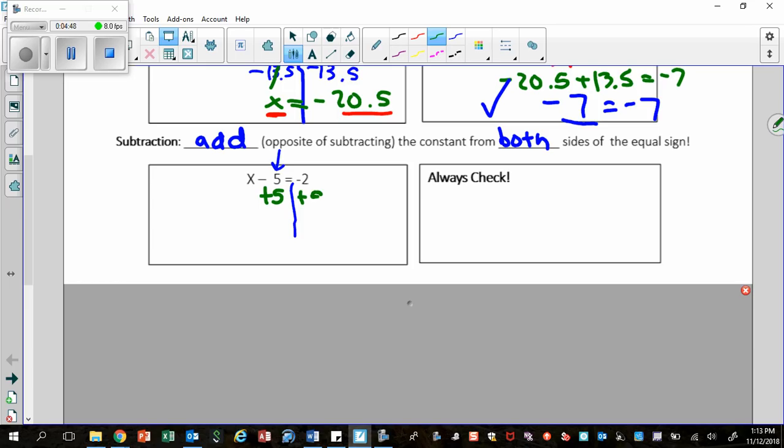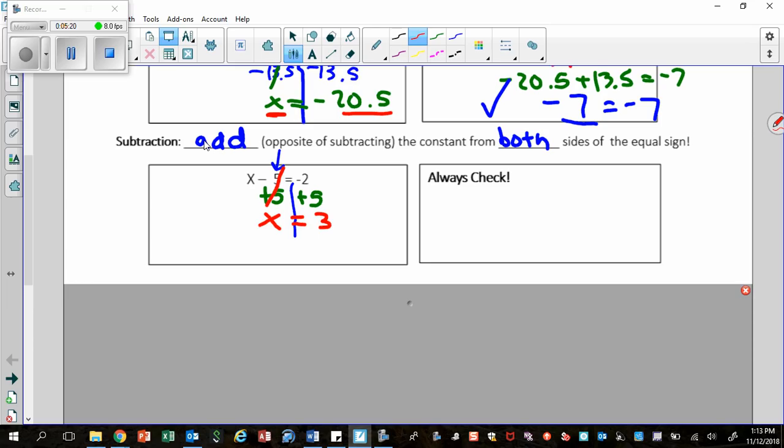5 to both sides. Okay, so think to yourself, what's negative 5 plus 5? Well, that would be 0. It would cancel out. So I've succeeded in getting x alone, because that was my goal, right, to get x alone. So x equals, and then you're going to compute negative 2 plus 5. See what you get when you do negative 2 plus 5. You should get 3. So 3 would be your correct answer.